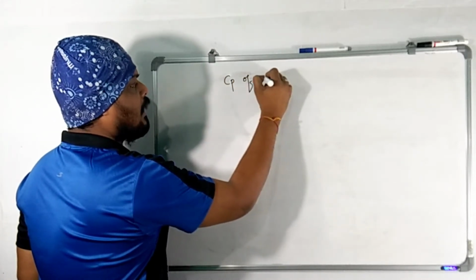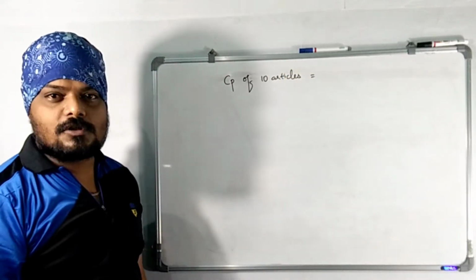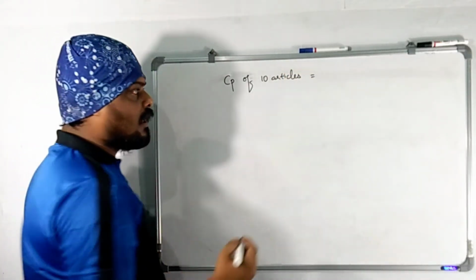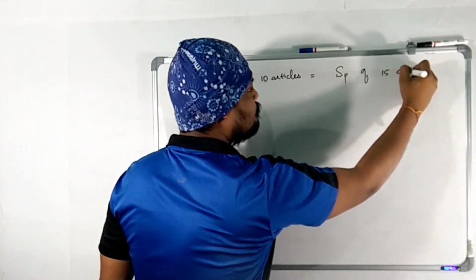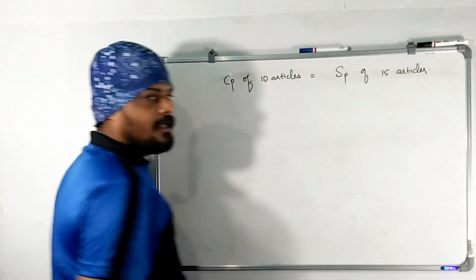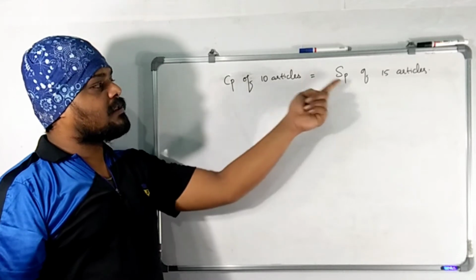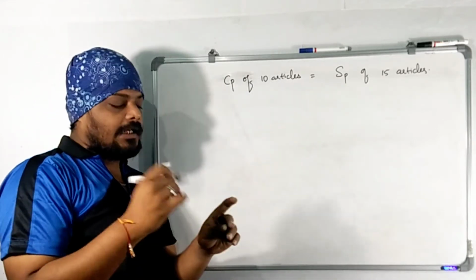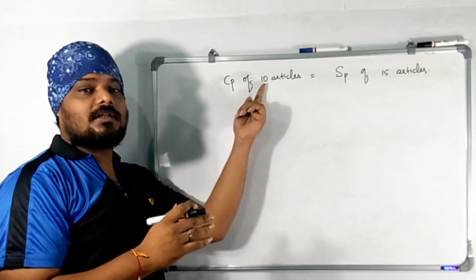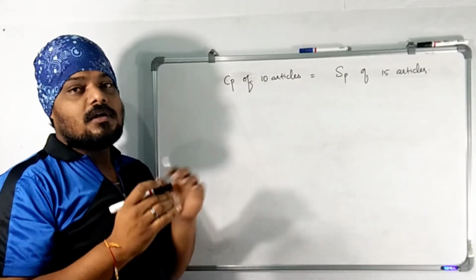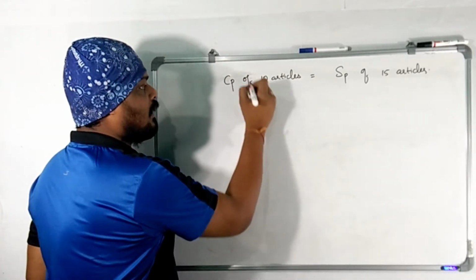Cost price of 10 articles. Cost price of 10 articles is equals to what? Is equals to selling price of 15 articles, isn't it? Actually, if you see the condition, cost price of 10 articles is equal to the selling price of 15 articles. Actually the question didn't say that it is the exact cost of the 10 articles. So to find the exact cost of 10 articles, here let us understand the condition.